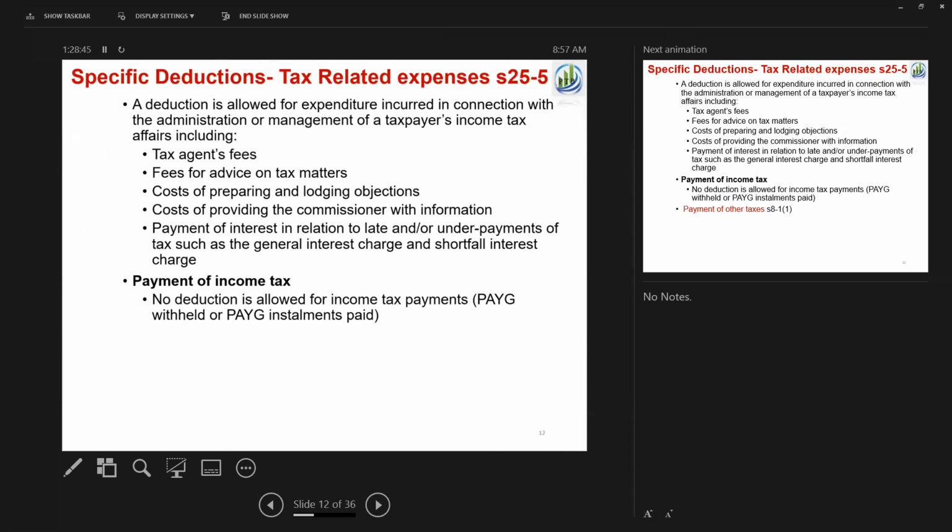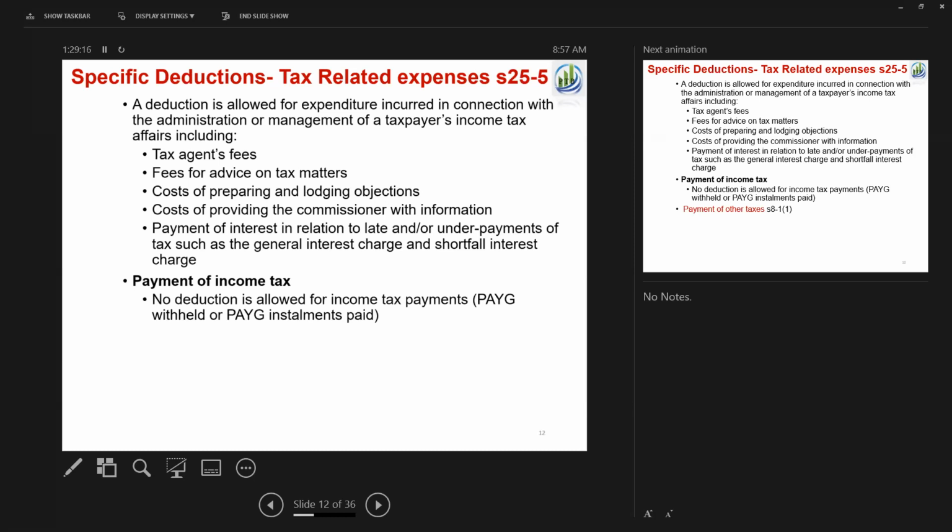Sometimes they may say, I paid this much tax, can you deduct? No, that's your tax advance, right? You paid your PAYG installment in advance. Therefore, that's not going to be a deduction. That's your liability amount you paid in advance. We calculate the total tax liability and how much you paid, and you take it out from the tax balance you're going to pay. So therefore, PAYG installment or PAYG withholding is not a deduction.